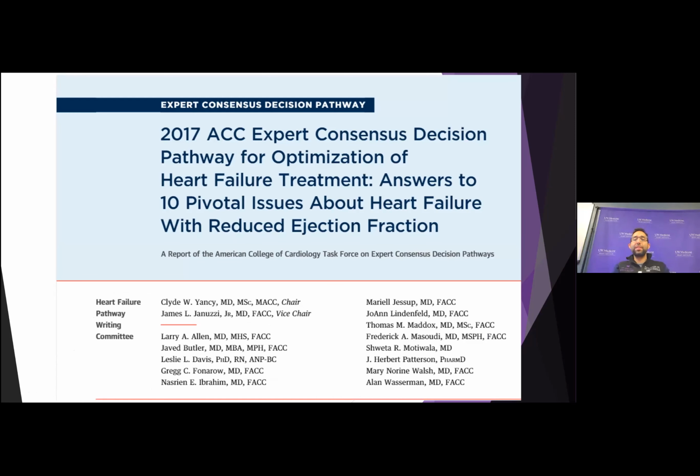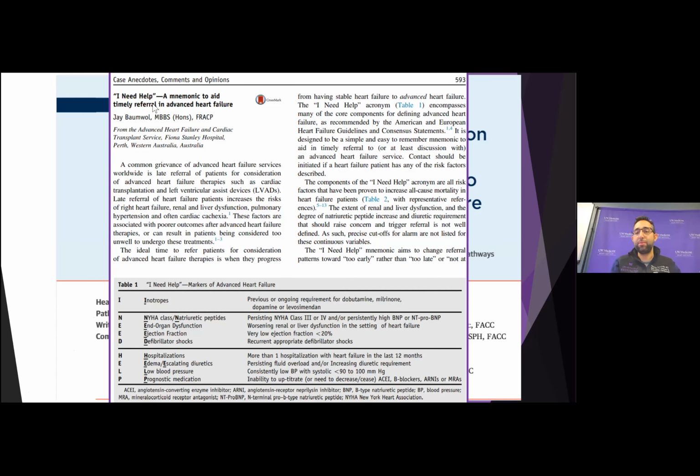So there was a 2017 ACC expert consensus on optimization of heart failure. They mentioned a paper, and as somebody mentioned, Dr. Yancy, who is amazing and on practically everything, was on this. And they pointed out a paper, which I love, the I NEED HELP paper by Dr. Baumwol. And let's discuss this.